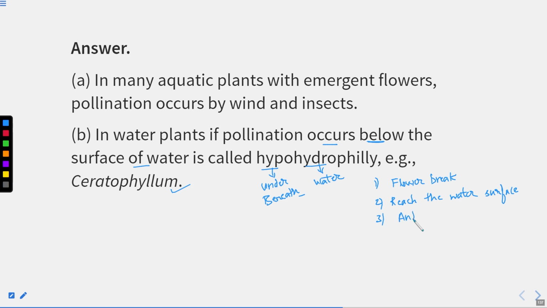Then the anther dehisces. After anther dehiscence, pollens will be released on the surface of the water. And then these pollens sink in the water and pollination takes place below the surface of the water. So this is known as hypohydrophily.